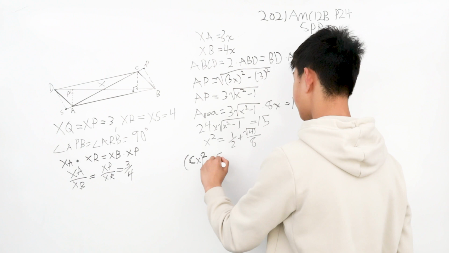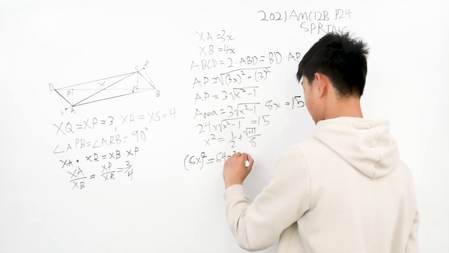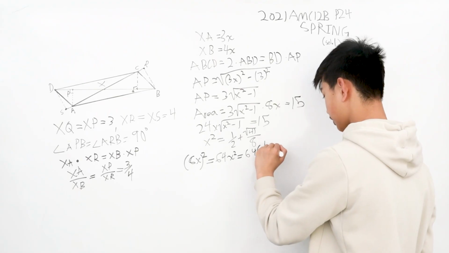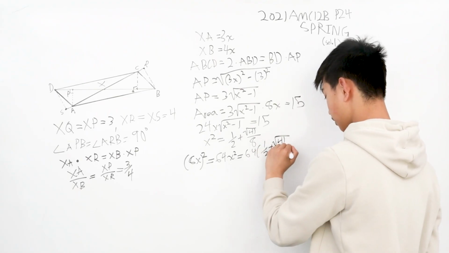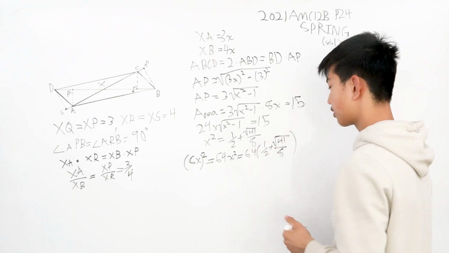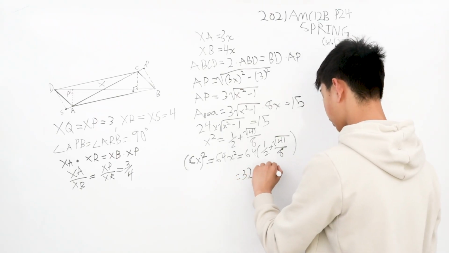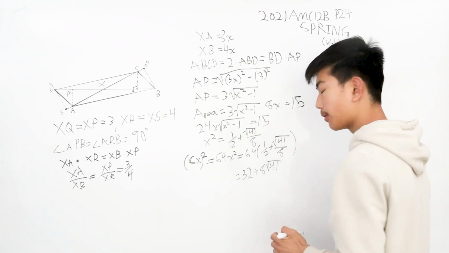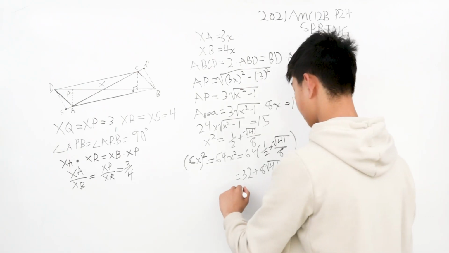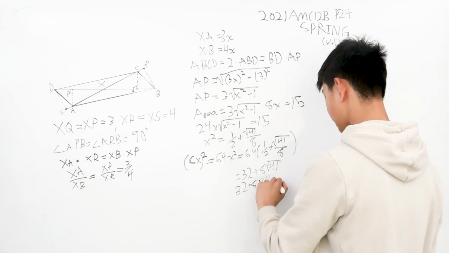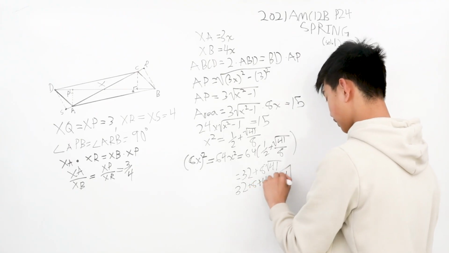This becomes 64x squared, which is 64 times 1/2 plus root 41 over 8. The terms cancel out to be 32 plus 8 root 41. So we want the sum of all these numbers: 32 plus 8 plus 41 is 81, our answer for this problem.